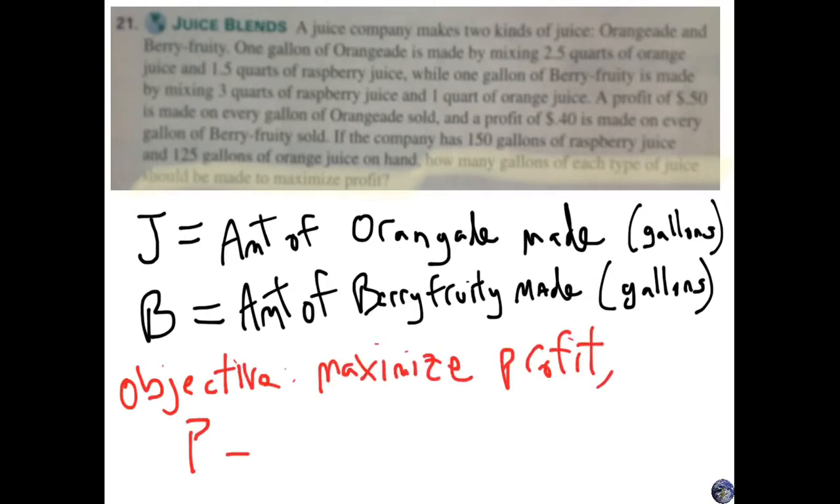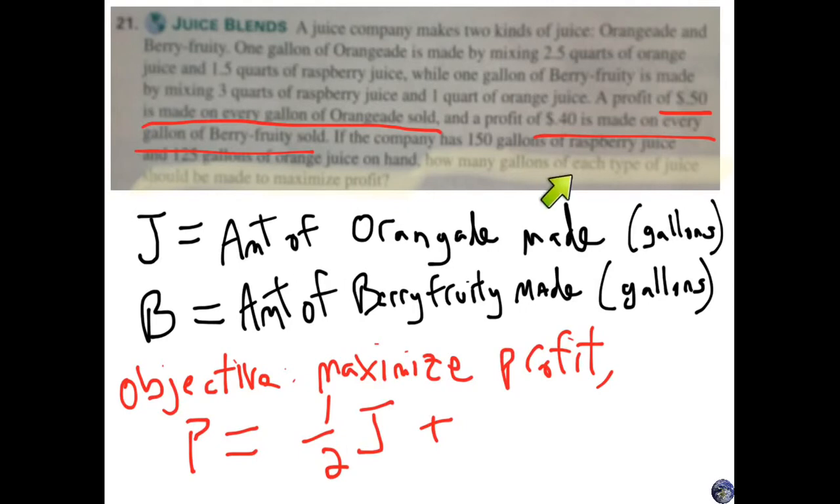So our objective is to maximize the profit, and our formula for profit, which I'm going to call P here. So our formula for profit, let's look over here. We know that we make 50 cents for every gallon of orangeade, that is really hard to say. So we're going to multiply that by J. So for every J, we're getting 0.5, half a dollar, plus we also make our profit off of the berry fruities that we make. So, sorry about that. I converted the 0.5 into 1/2, just because I like fractions. I don't really like decimals.